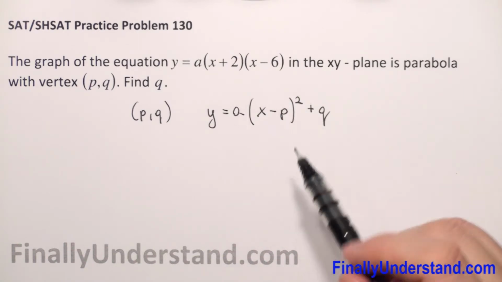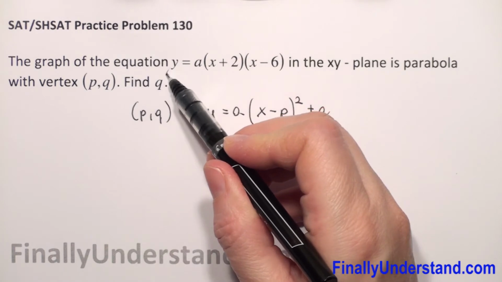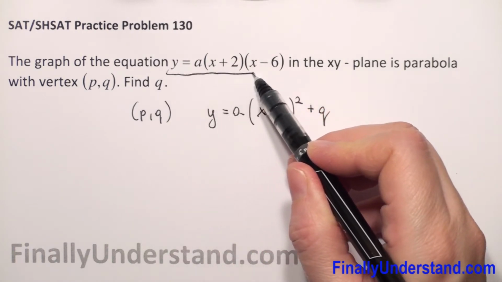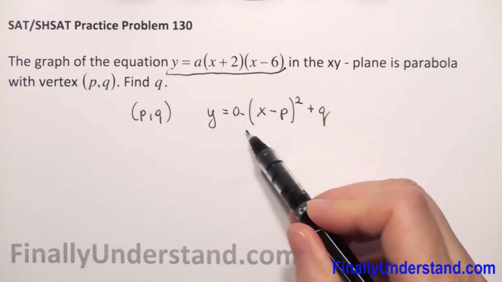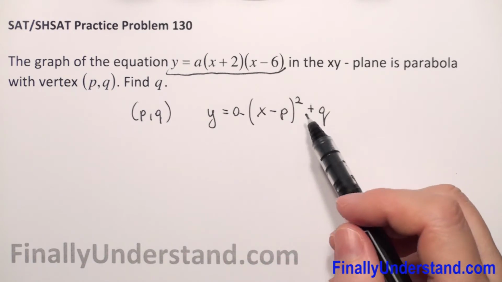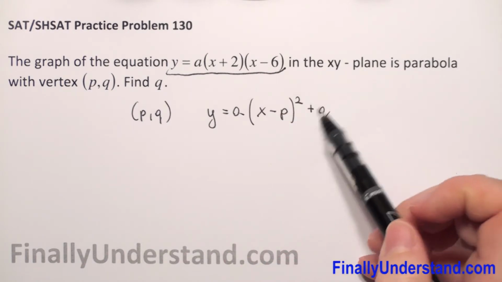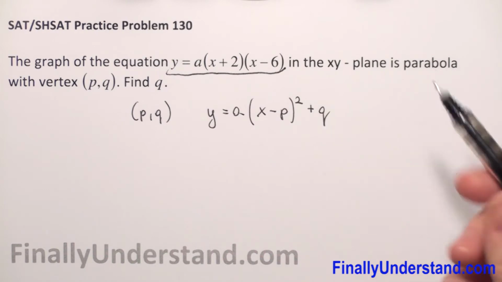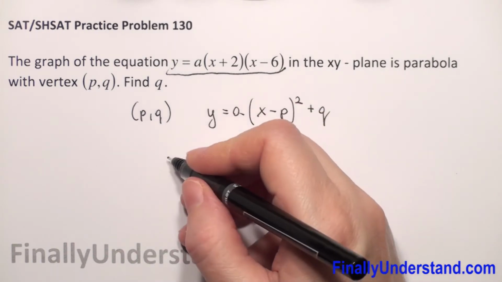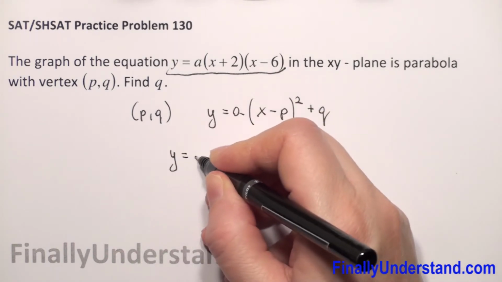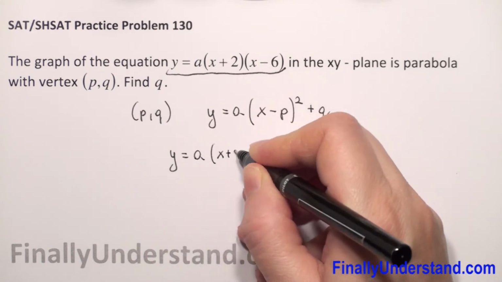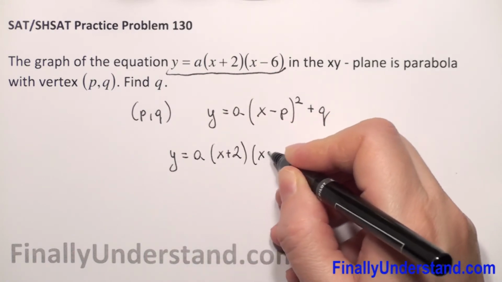So what do we have to do? We have to rewrite our given equation into this form. And when we have this form, we'll just read the value of q. So let me copy our equation. We have y is equal to a times (x plus 2) times (x minus 6).